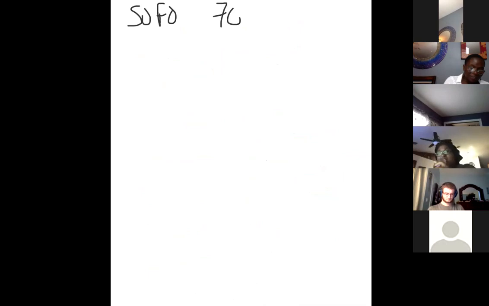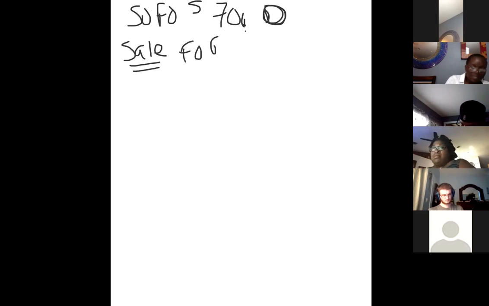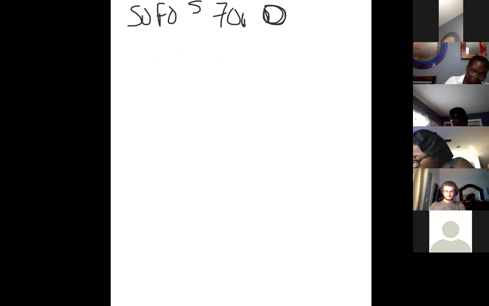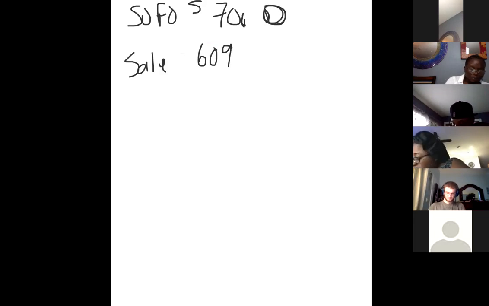All righty. So now, the next problem, we have a sofa which regularly sells for $700. Okay, this thing is not writing the zero. Okay, can I get a zero in here? Okay, that's supposed to be $700, guys. Okay, so now it's on sale for $609. So the question is this. Oh my goodness, I'm having such issues with this thing tonight. Hold on, let me erase all of this. Okay, so the sale price is $609. So your job is to figure out the percent decrease. What's the percent decrease?